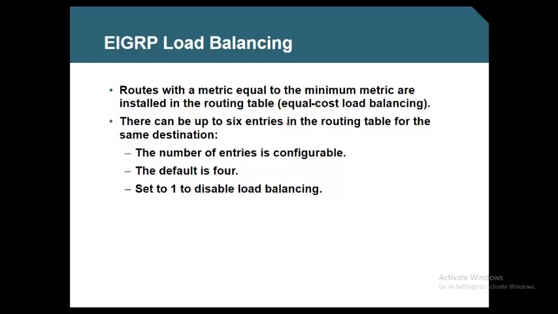So EIGRP can maintain alternate path. We know that, right? EIGRP can maintain alternate path. Where will be the alternate path? Will it be in the routing table or will it be in the topology table?